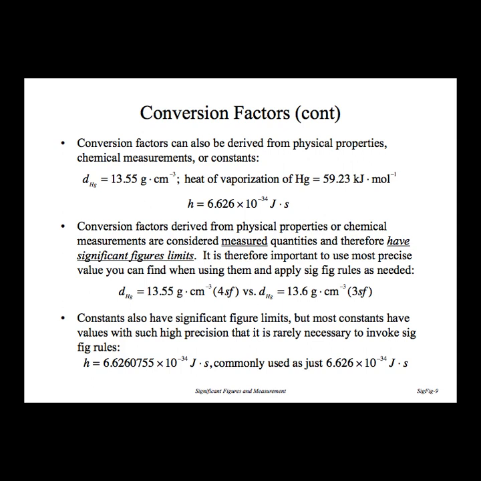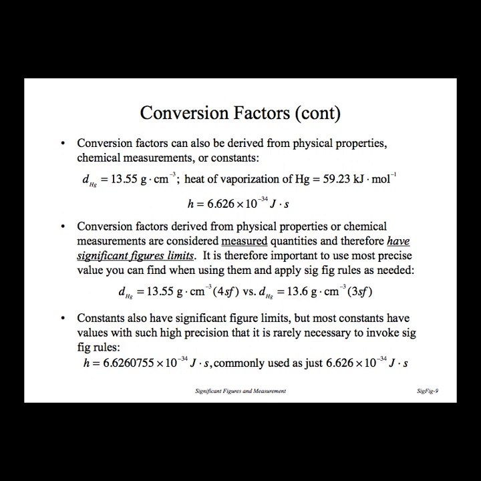Conversion factors derived from physical properties or chemical measurements are considered measured quantities and therefore have significant figure limits. It's therefore important to use the most precise value you can find when using them and apply significant figure rules as needed. For example, mercury, if I look it up in a more accurate reference book, will have a density of 13.55 grams per cubic centimeter. That's 4 significant figures. But many books simply report it as 13.6 grams per cubic centimeter. In this case, it has 3 significant figures.